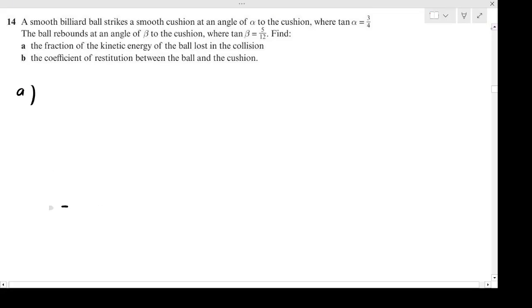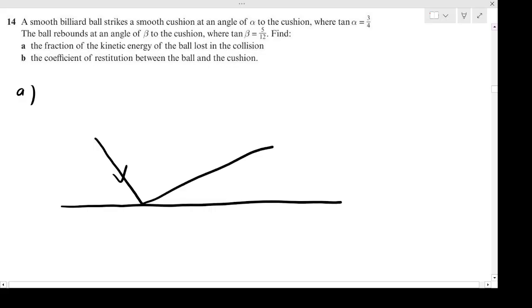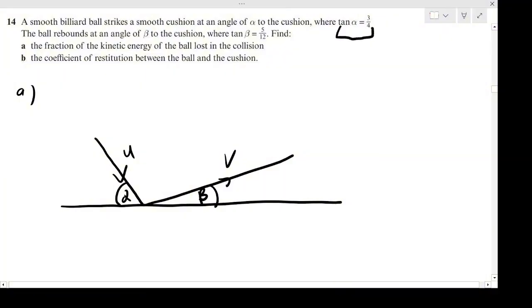Okay, so this is my surface here. And then the ball is going to move like this before the collision. And then afterwards, it's going to move, let's say, like that. So this is my before and after speed, u and v. Hopefully happy with this. Okay, now I'm told the angles. Firstly, before it hits, angle alpha, then afterwards it has an angle beta, like this.